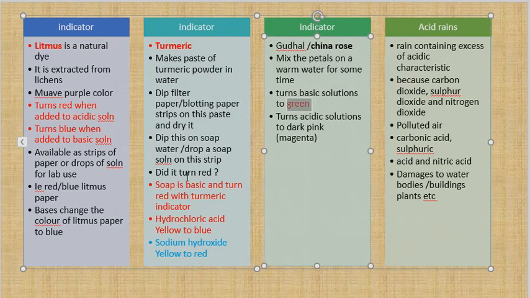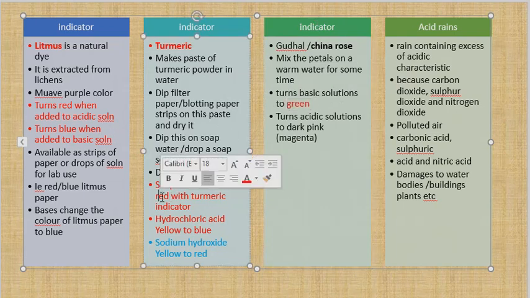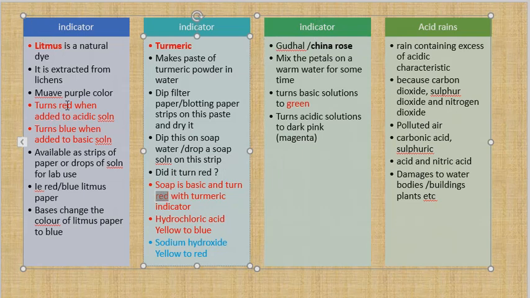Here basic is blue, there basic is red, and here basic is green. Right? So different reactions. China rose turns basic to green and acidic solutions to pink. Acidic is pink, acidic is blue in turmeric, and acidic is red in litmus. Different types of indicators. There is one more indicator which we will see later.